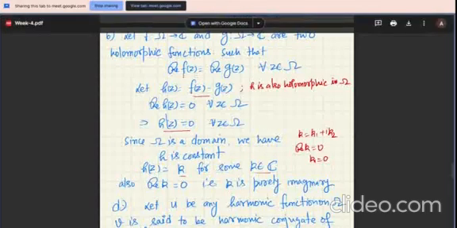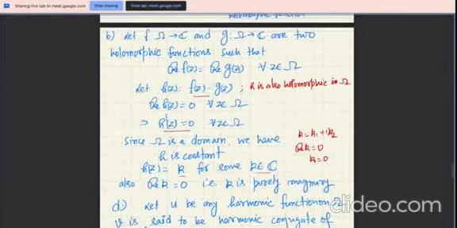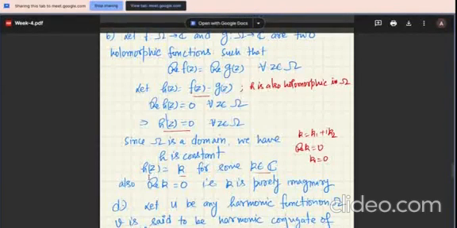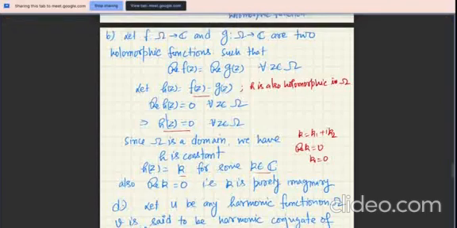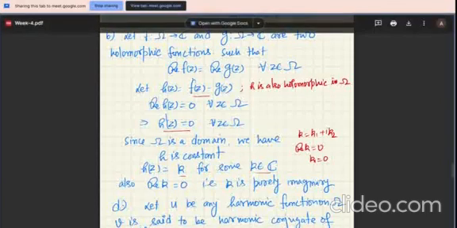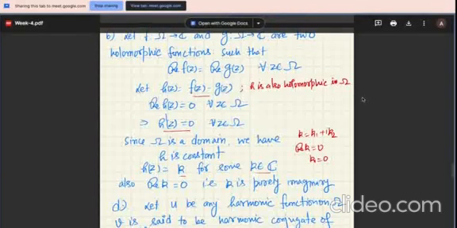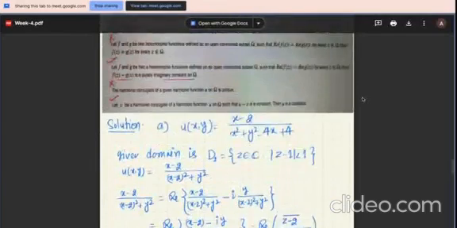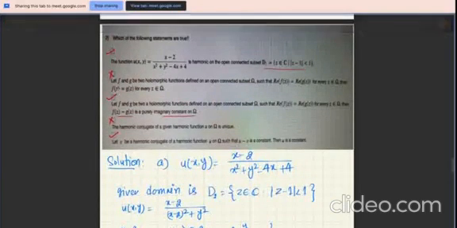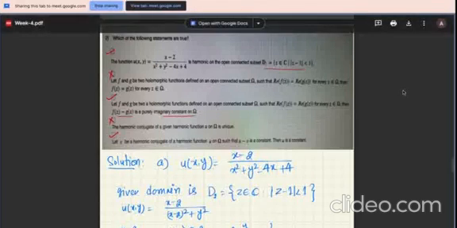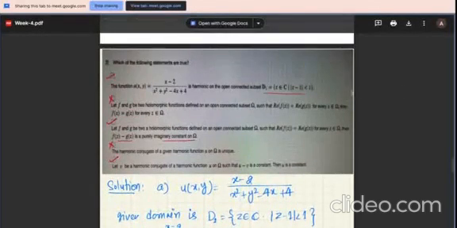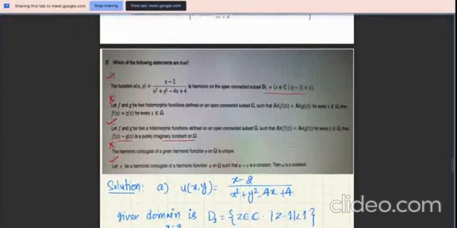So the real part of f(z) and the real part of g(z) are equal. So the real part of h(z) will be 0, meaning the real part of k is equal to 0. That is, k is purely imaginary. So f(z) is nothing but g(z) plus i into something. So f(z) is not equal to g(z), but a translation of it by a purely imaginary constant. So this is true now.